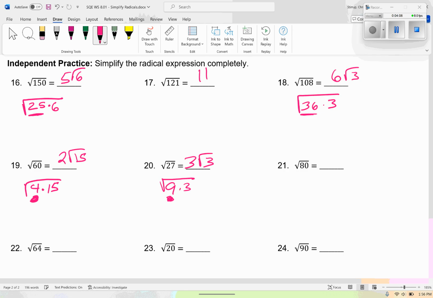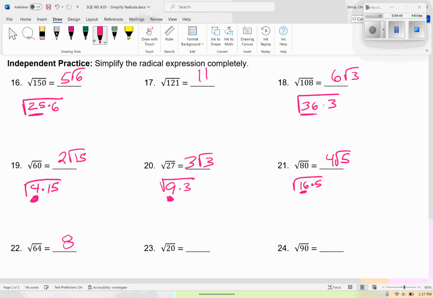What about 80? 4, I love this thought. Is there anything bigger, though? 16. So that's 16 times 5. So the square root of 16 is? 4. So I get 4 root 5. And notice, when I take the square root, it now comes out of the radical. Agree? What about 64? It's just 8. There's no longer a square root, correct? Because 64 is a perfect square.